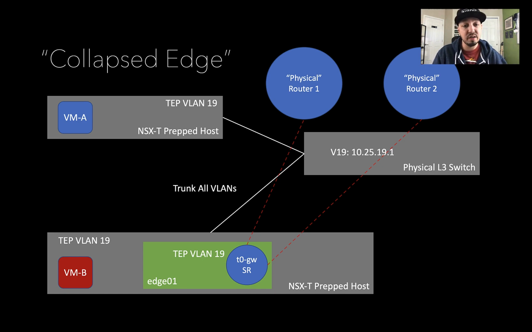So the solution here is pretty simple. You use a different VLAN for your edge TEP, and then you call it a day, and you're done, and this will work just fine. So that's all there is to it.